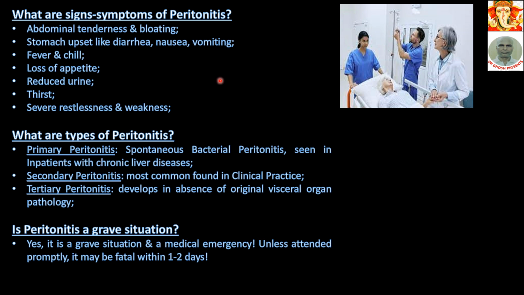Secondary peritonitis is the most common found in clinical practice. That is, a doctor in his chamber or in the outpatient department of a hospital gets a patient, and according to his clinical testing comes to know that this patient is suffering from peritonitis. This is always secondary peritonitis. Tertiary peritonitis develops in the absence of original visceral organ pathology. That is, there is no pathology of liver, stomach or spleen, yet peritonitis is there. It is tertiary peritonitis.